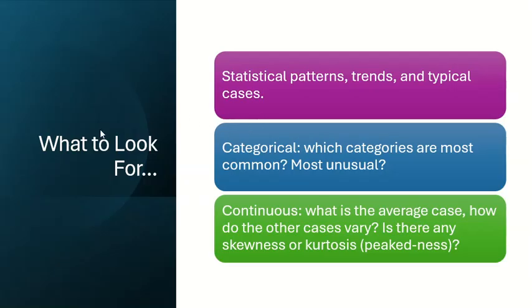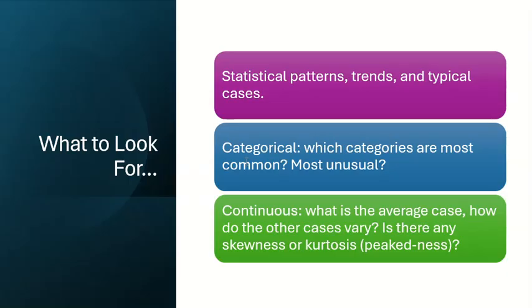What to look for? Well, when we're describing data, in addition to just basic percentiles or measures of central tendency, when we're looking at multiple variables especially, we want to look at patterns, how they're correlated, look at trends if we have longitudinal data. So the typical case, that's what we get from those measures of central tendency and variability.